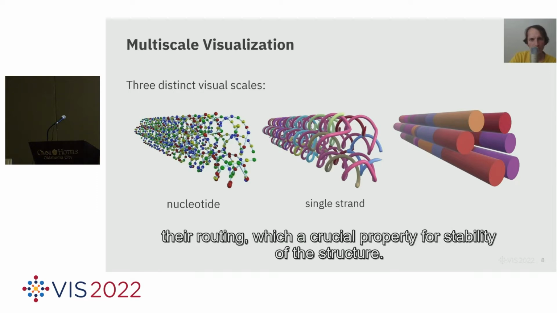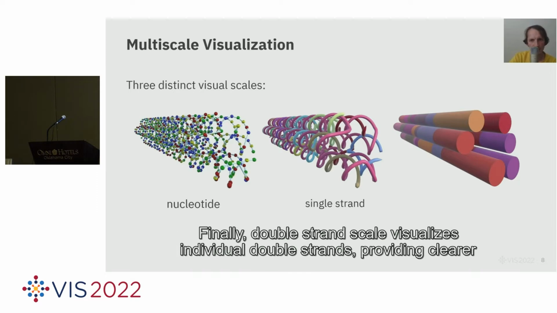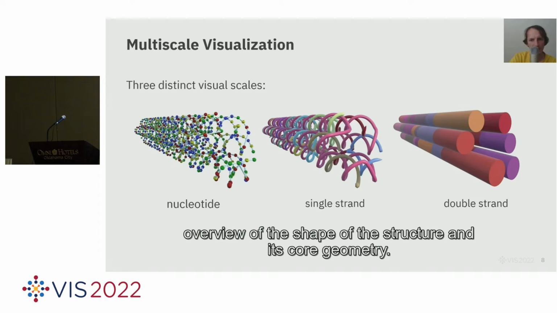Second scale focuses on individual single strands, enabling to better perceive their routing, which is a crucial property for stability of the structure. Finally, double strand scale visualizes individual double strands, providing clearer overview of the shape of the structure and its core geometry.